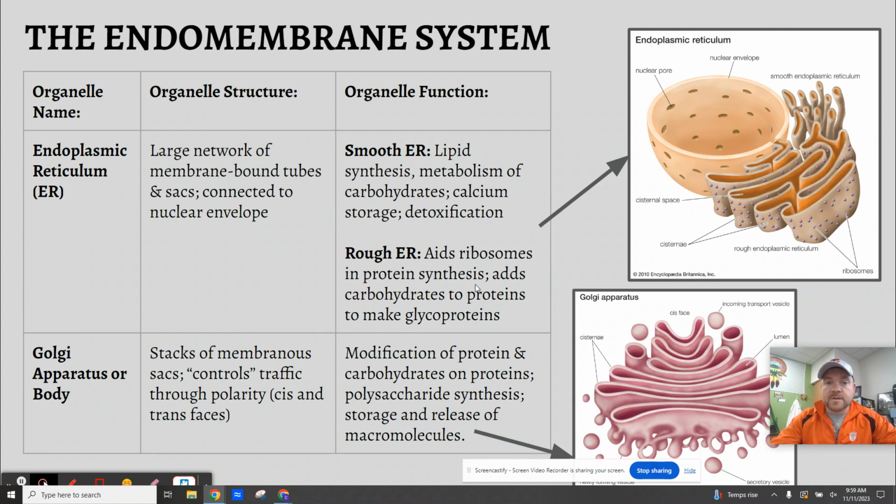So to summarize what they do, the rough ER is going to aid the ribosomes in protein synthesis. It's going to be the anchor. It's going to hold them in place. Then once those proteins are made, the endoplasmic reticulum can start to modify or add on to those proteins. So we can tack on a carbohydrate group, and if we do that, we would call it a glycoprotein. Glyco can mean sweet, and protein meaning protein. So we can create glycoproteins at the site of the ER.